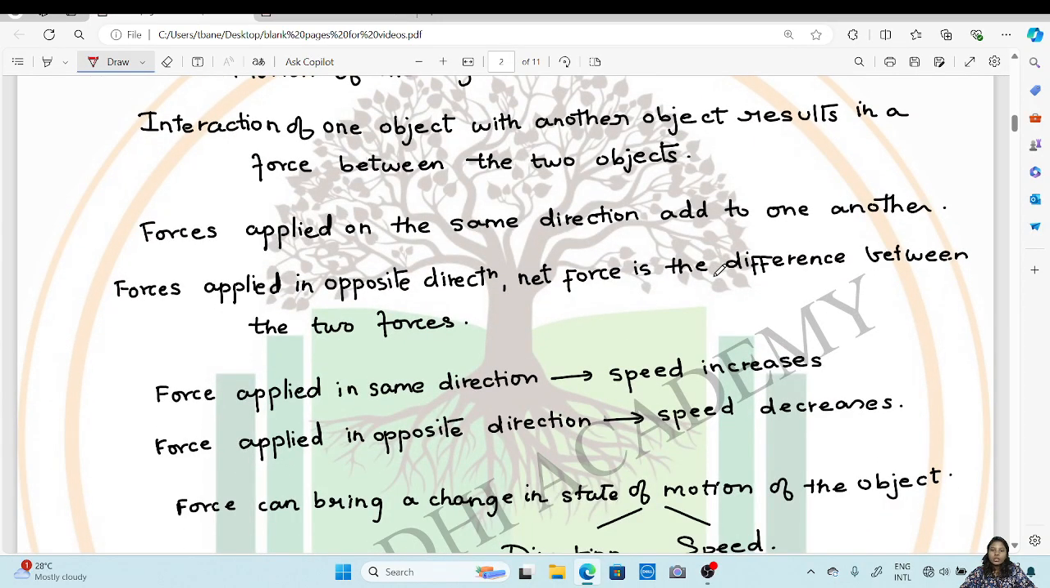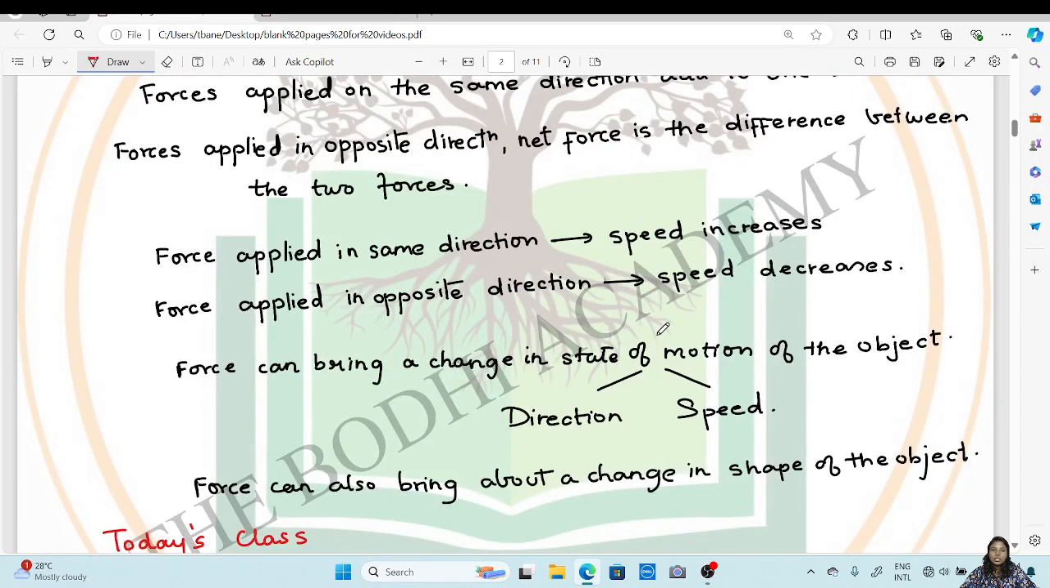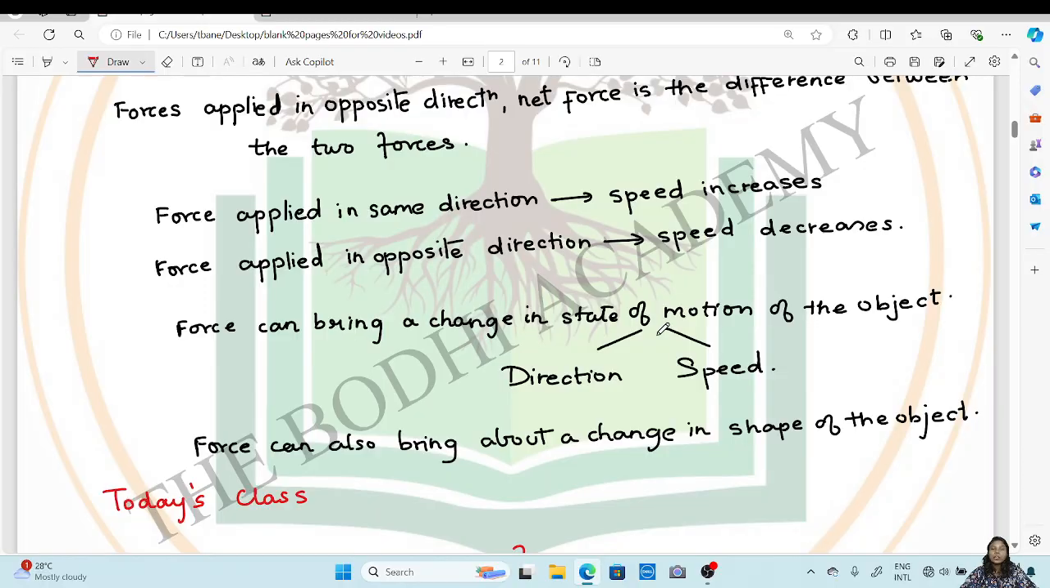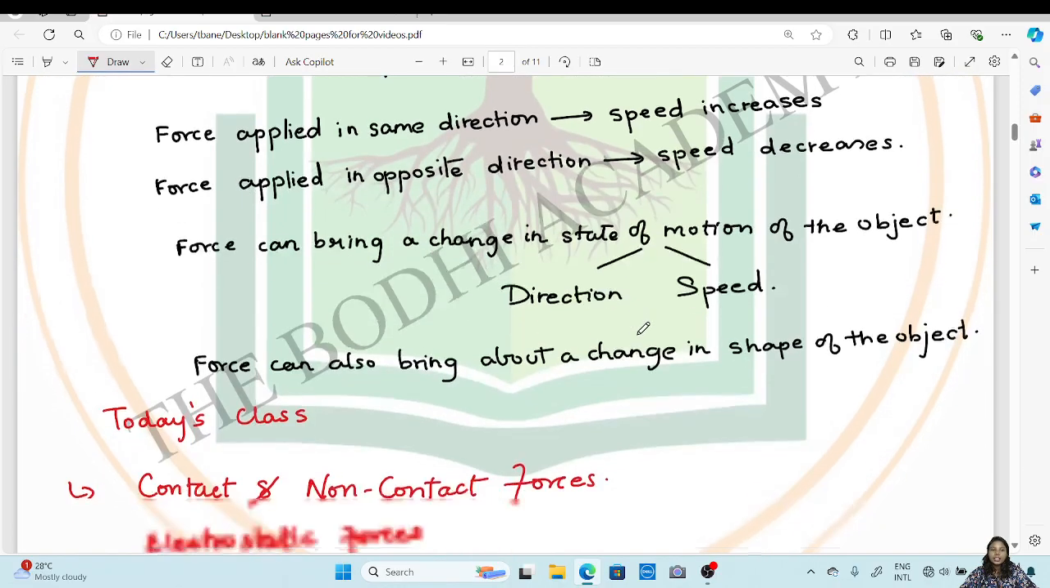Forces can be applied in the same direction or opposite to one another. If two people are applying force onto an object from the same direction, those forces add up together. But if somebody is applying a force from the right side and the other from the left side, then the net force is the difference between the two forces. When force is applied in the same direction, the speed of the object in motion increases, and when the force is applied in the opposite direction, the speed decreases.